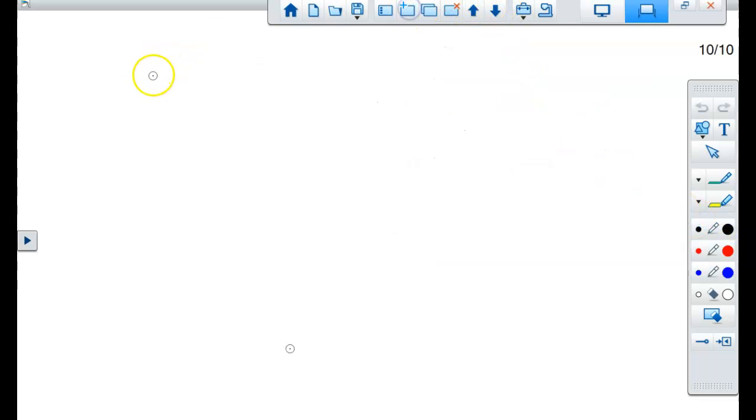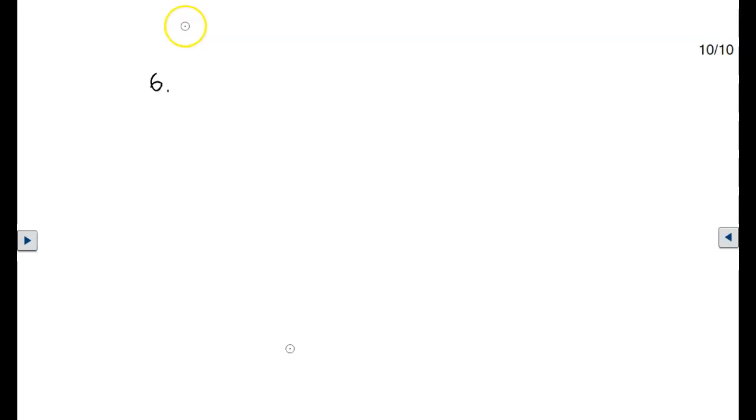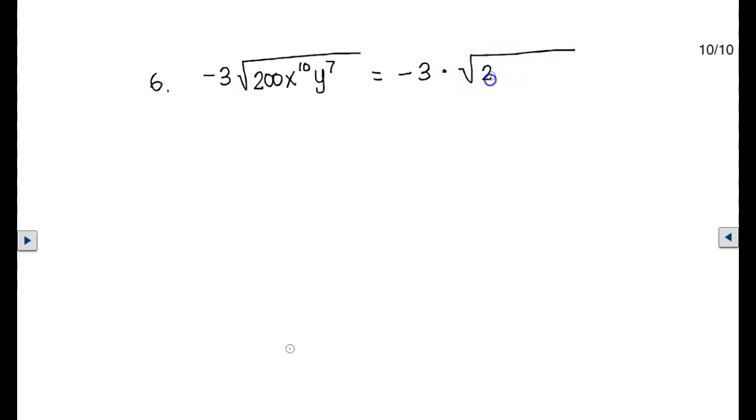All right, one last one. Let's do -3 times the square root of 200 x to the 10th y to the 7th. All right, so right off the bat, we know we have -3 times the square root of 200 x to the 10th y to the 7th.